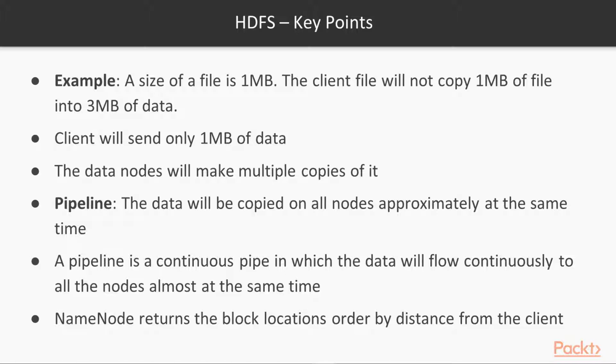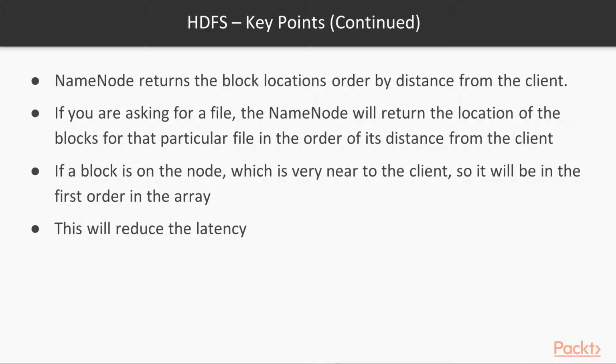The name node returns the block location ordered by distance from the client. The important thing to keep in mind is, let's say you are asking for a file, the name node will return the location of the blocks for that particular file in the order of their distance from the client. So if a block is on a node which is very near to the client, that will be first in the array. This way it can reduce the latency.